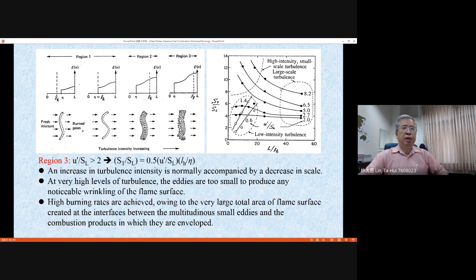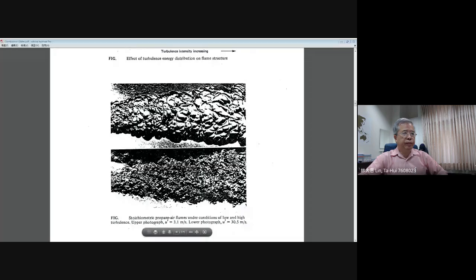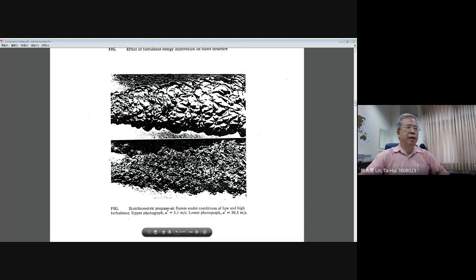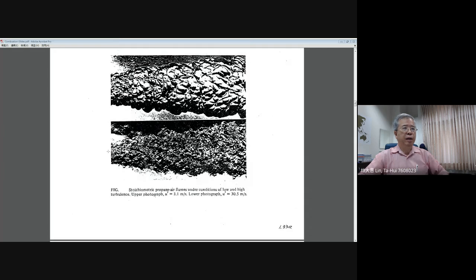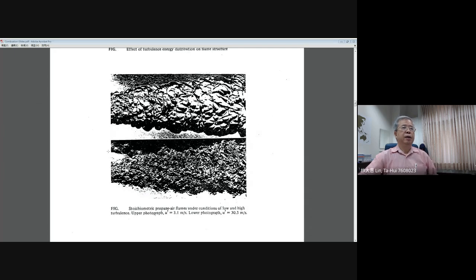Now we go back to our slides to show you some very interesting pictures to let you know the flame appearance for different kinds of turbulent intensity. Okay, here, I think you can see. This is a typical case. This figure is shown on page 1.33a in your lecture slides.